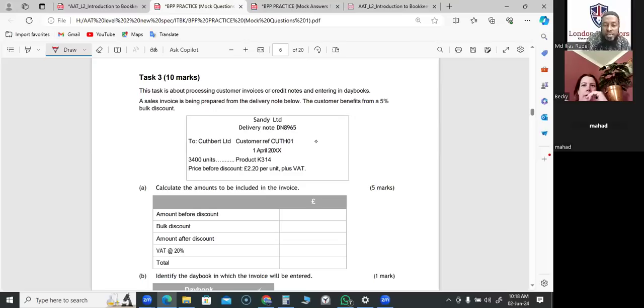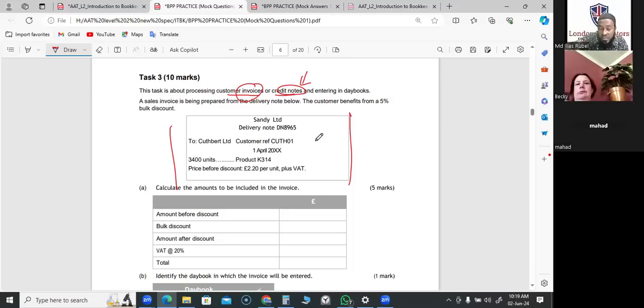This task is about processing customer invoices or credit notes. What is a credit note? It's for a sales return or overpayment. And what is an invoice? An invoice looks almost similar. An invoice is a document sent from the seller to the buyer, prepared by the seller with all the details written, like how many items, the amount, whether there is any discount, and VAT. And a credit note is a reduction in the invoice.